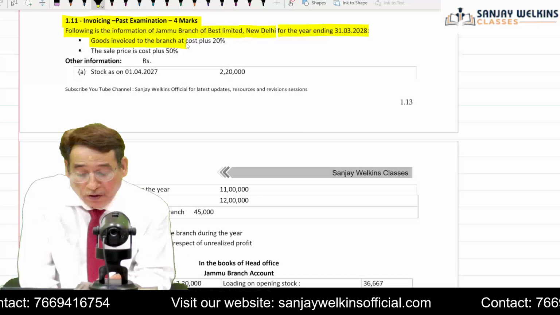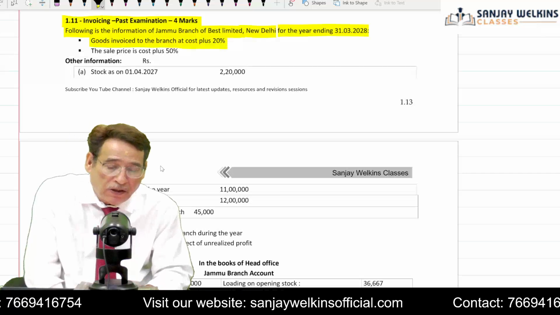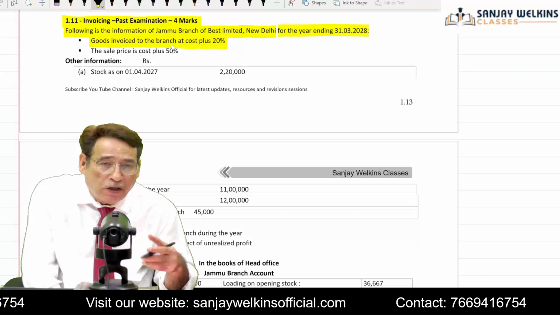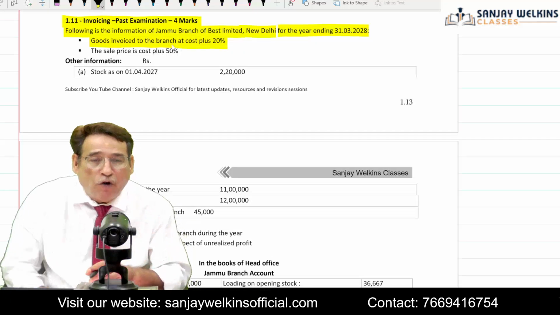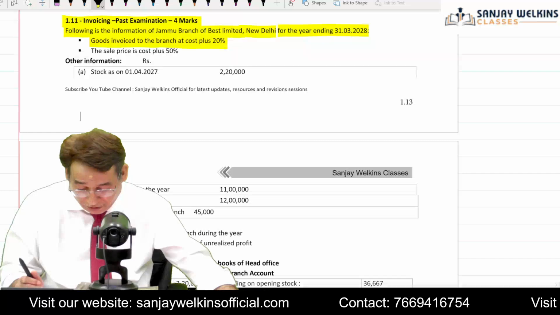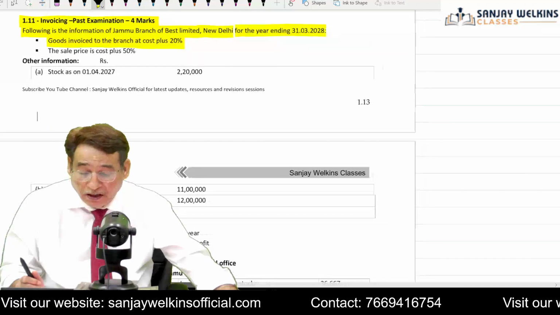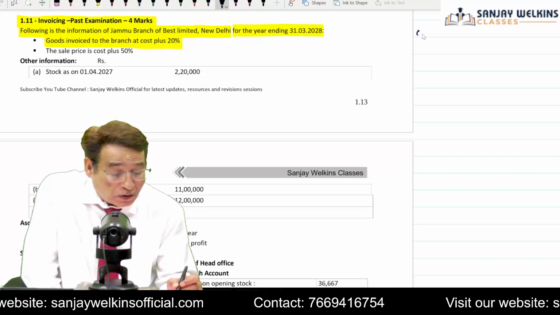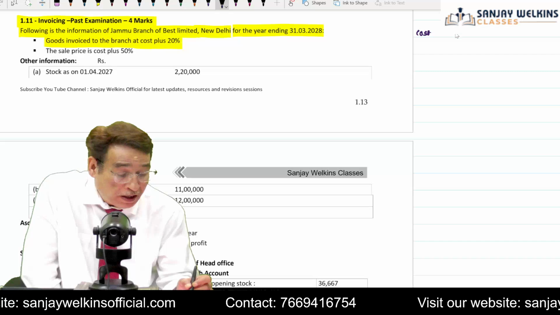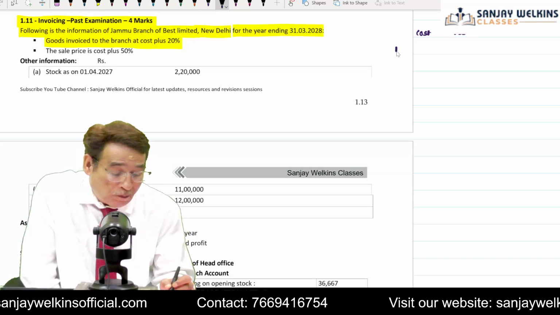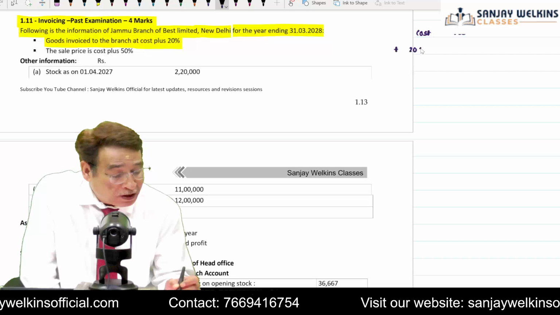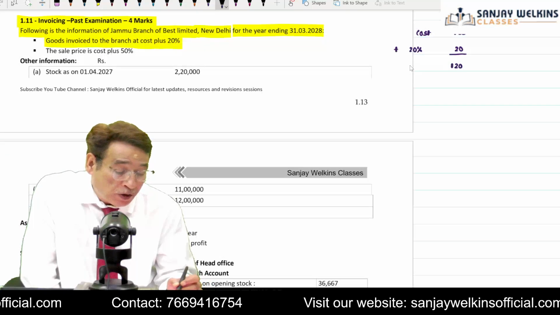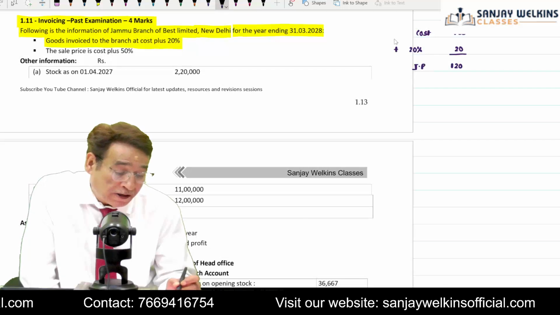First of all, it is given that goods are invoiced to the branch at cost plus 20%. What does it mean? If your cost price is 100, then you are invoicing the goods to the branch by adding 20% to it, because it is clearly written in the question that goods are invoiced to the branch at this particular price. This will become your invoice price. Isn't it?